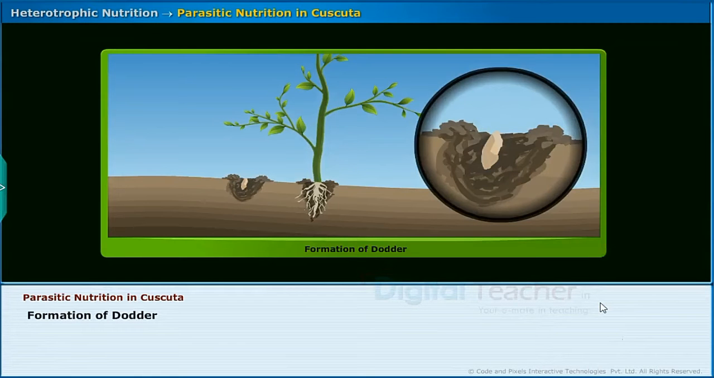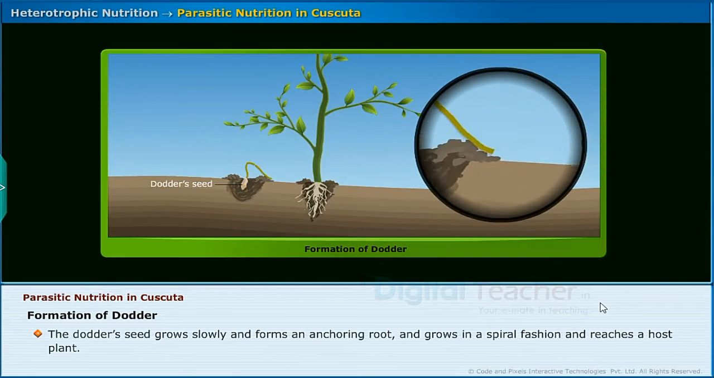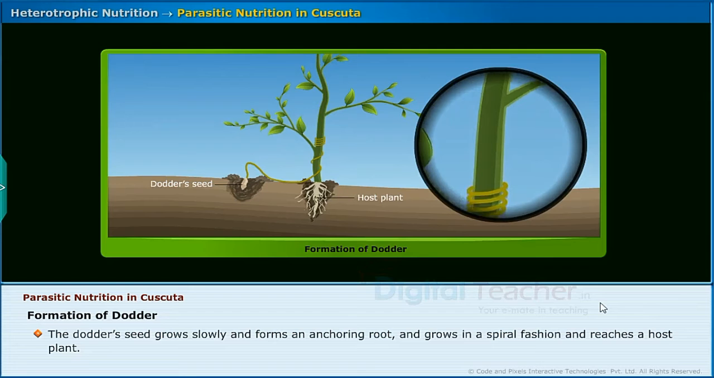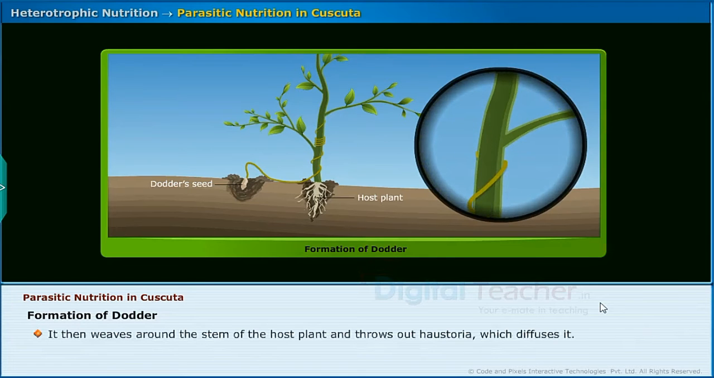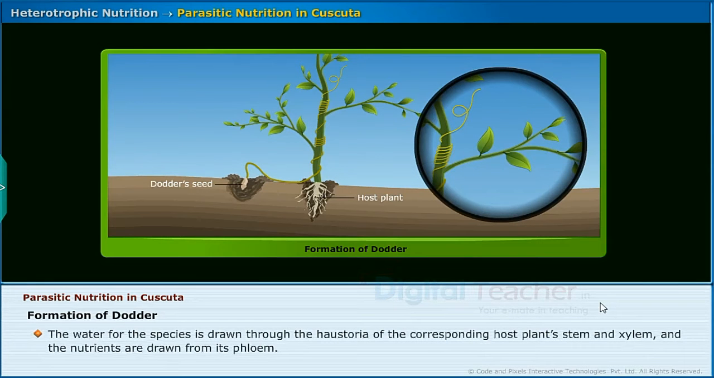Let us now learn about the formation of dodder. The dodder seed grows slowly and forms an anchoring root and grows in a spiral fashion and reaches a host plant. It then weaves around the stem of the host plant and throws out haustoria, which penetrate it. The water for the species is drawn through the haustoria from the host plant stem's xylem, and the nutrients are drawn from its phloem.